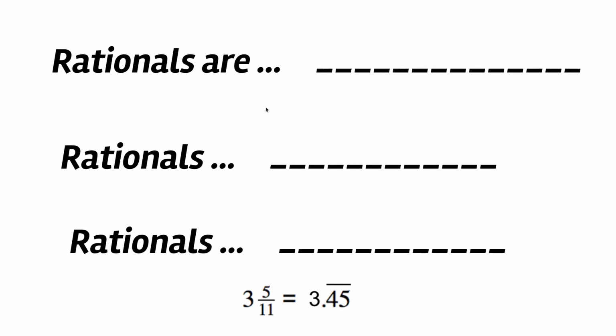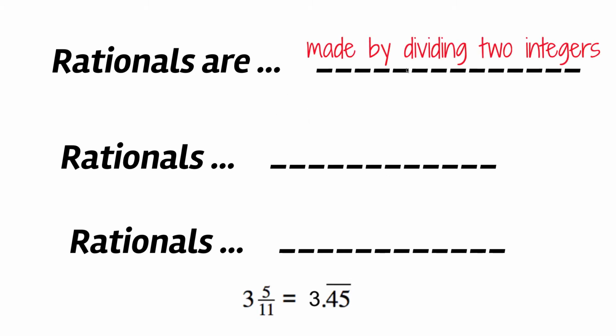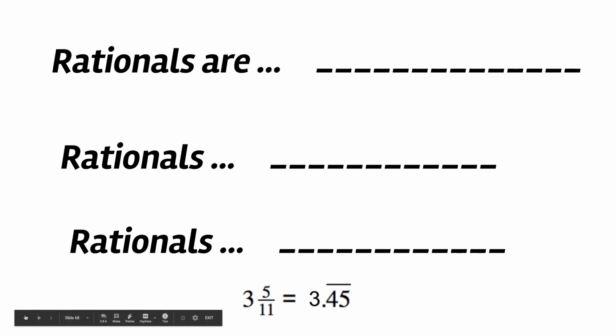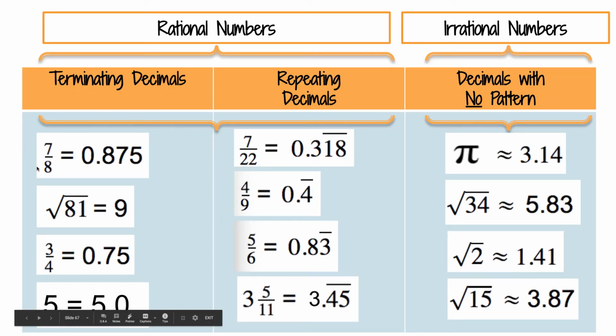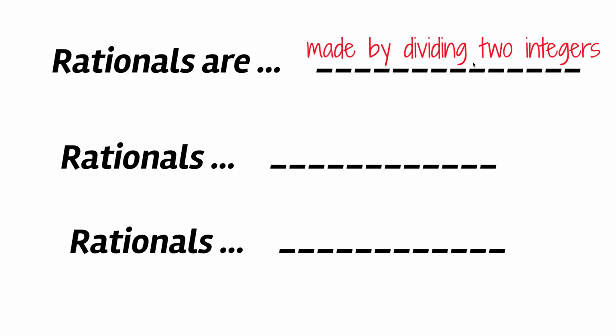So rationals are, fill this in your notes, made by dividing two integers. And you might go, what, Mrs. Clover? Back that up. 7 and 8, those are two integers, right? 7 divided by 8. 9 was my answer for the square root of 81. That's a rational number because I could take it and go 9 divided by 1. 75 hundredths here, I could take it and go 75 divided by 100. How you read it is how you write it. Rational numbers are formed by dividing two integers, or they're your numbers that in decimal form terminate or repeat. So you need to fill in made by dividing two integers.